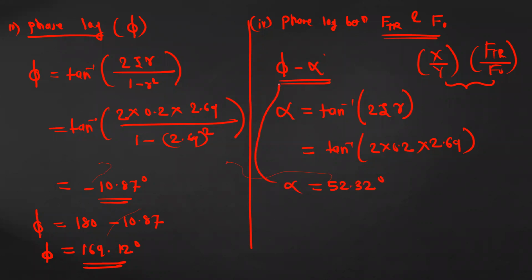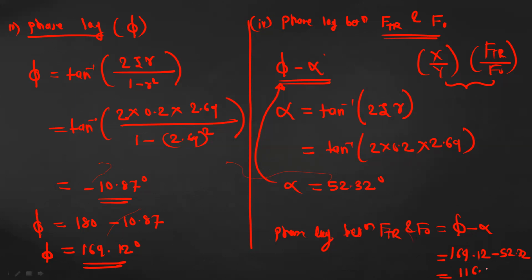Okay. So the total phase lag is phi minus alpha. The phase lag between FTR and F0 is phi minus alpha. So this is equal to phi, which is 169.12, minus 52.32. So this is 116.67. Okay. So this is your final answer.